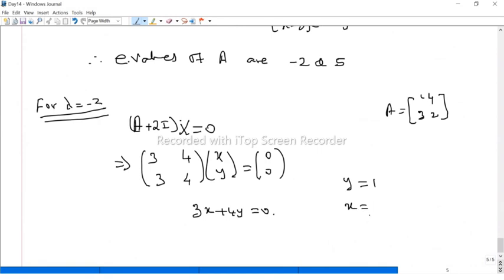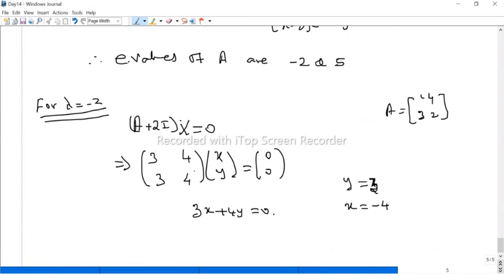What is x? If you take y equal to 3, better. Then 4 times 3 is 12. If you take this, minus 12 by 3 is minus 4. You can take any value, so simply, for simplicity, I am taking this.